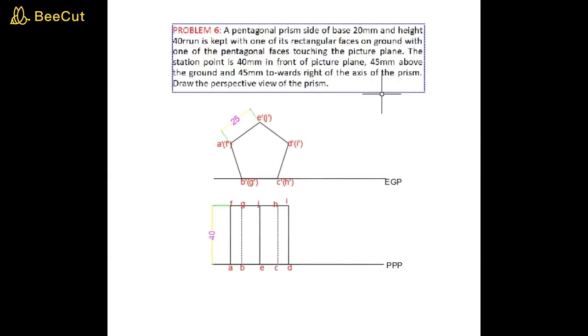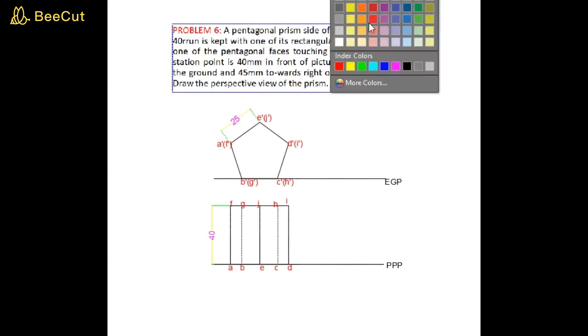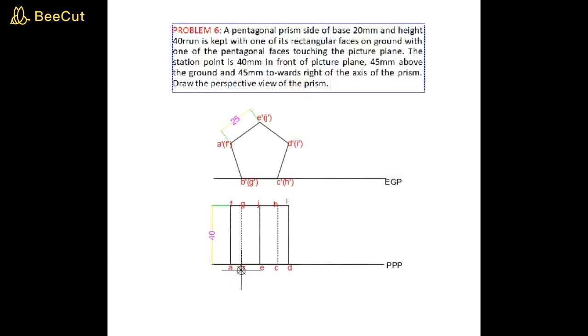It is given that the station point is 40 mm in front of the picture plane, 45 mm above the ground, and 45 mm towards the right of the axis of the prism. So here I am taking 45 mm from the axis of the prism. So this is the axis of the prism. How much distance? 40 mm in front of the picture plane. So you can take 40 mm and 45 mm towards the right, and then 45 mm above the ground plane.